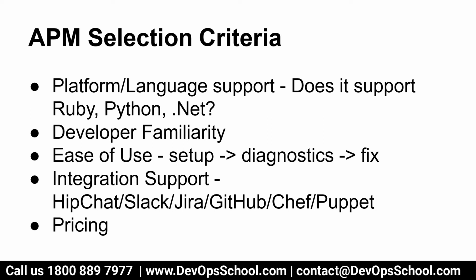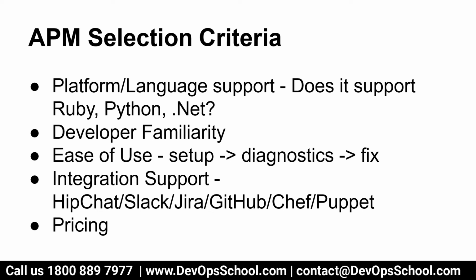Though we are talking about AppDynamics today, you have certain criteria to decide. Before selecting an APM, you should see whether the APM tool supports all of the languages you have or not. For example, Java, Ruby, Python, .NET, or something like that. Also, you should check whether the APM tool is developer friendly.